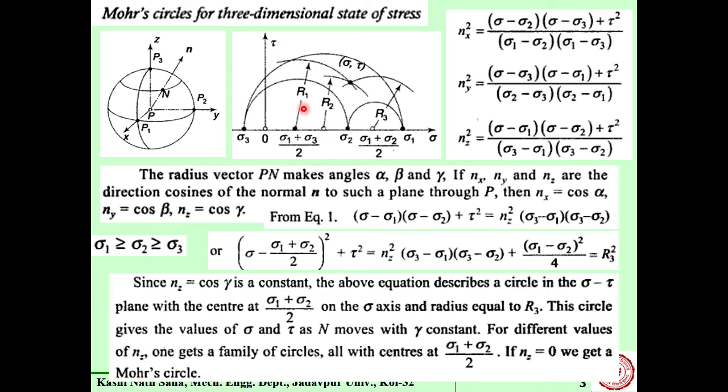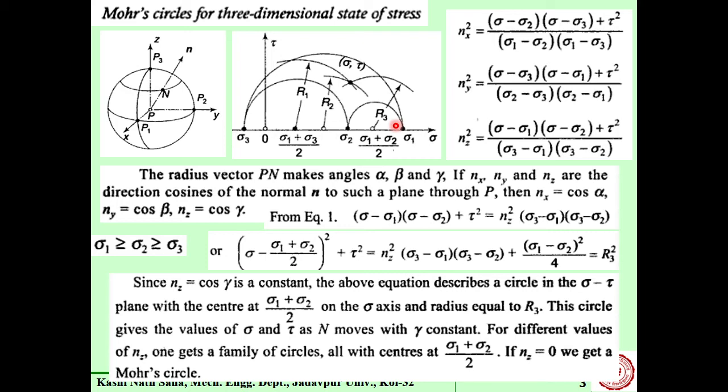That means you can take any two as independent radii and find nx, ny, nz from there. And the third one, what is the use of the third one? This is for the purpose of checking. You back calculate, draw that circle, and if it passes through this point, your calculation is correct. This is fine. So this is how Mohr circles are used.